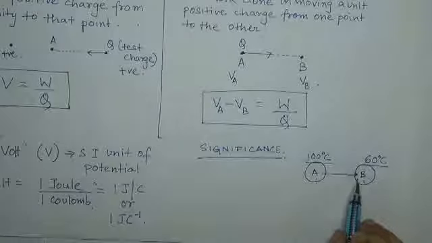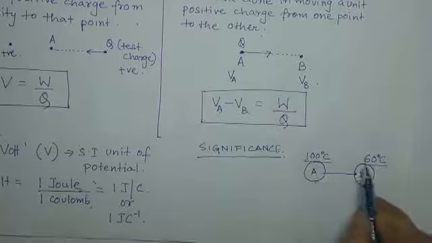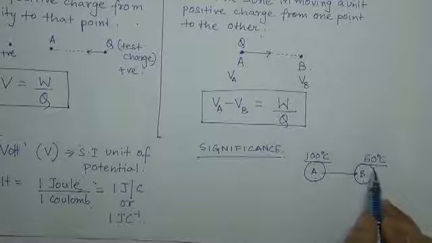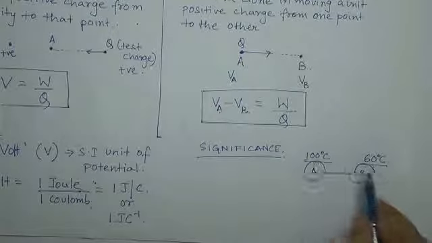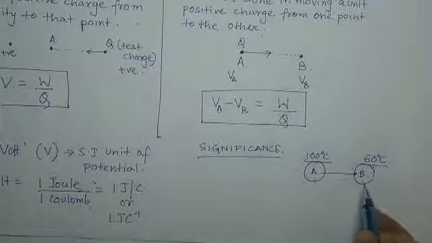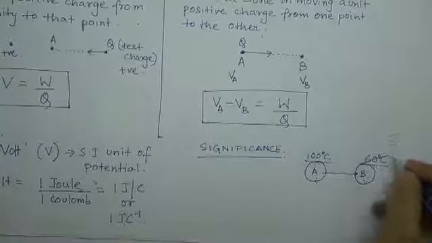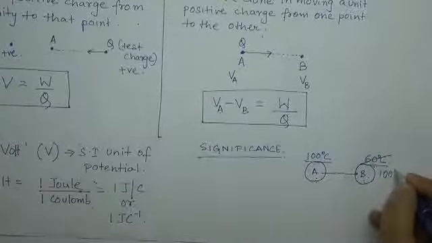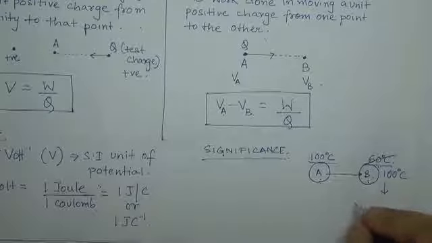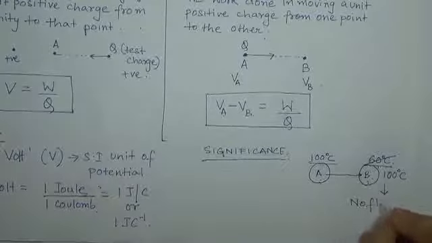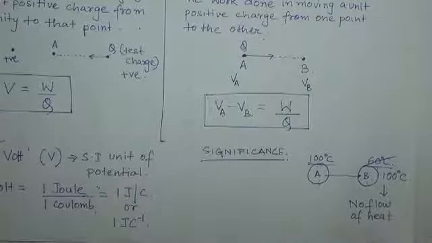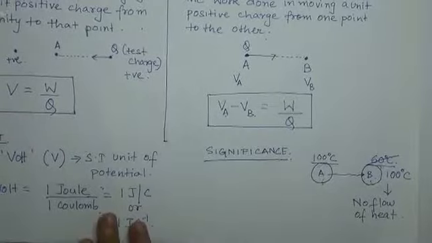Number two, if there is a temperature difference between the two bodies. This is 100 degrees, this is 60 degrees. So what is the temperature difference? 40. So there is a temperature difference between the two bodies, and that is why we have a flow of heat here. Suppose this body is at the same temperature as body A, 100 degrees C. Then in that case, what would happen? There will be no flow of heat.